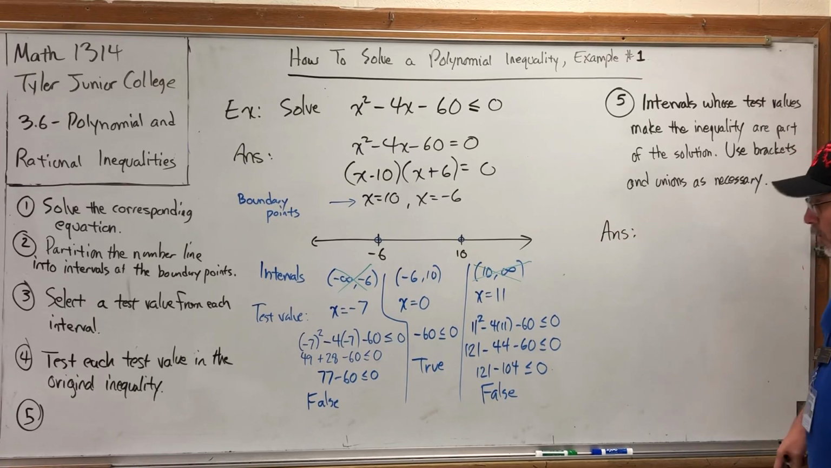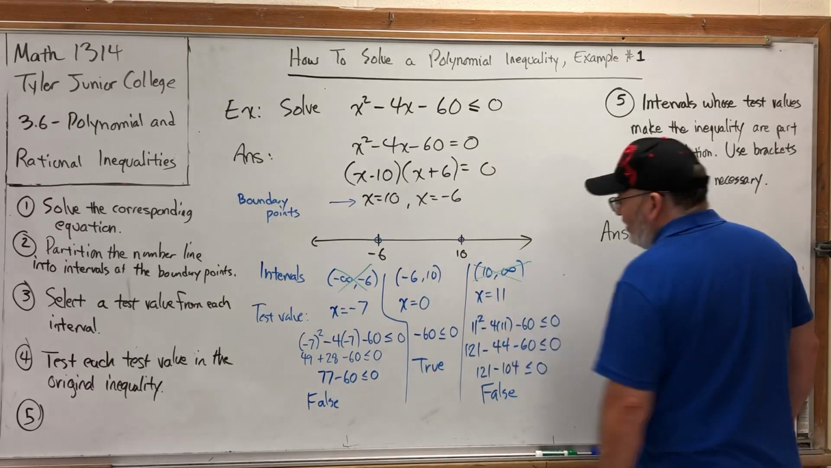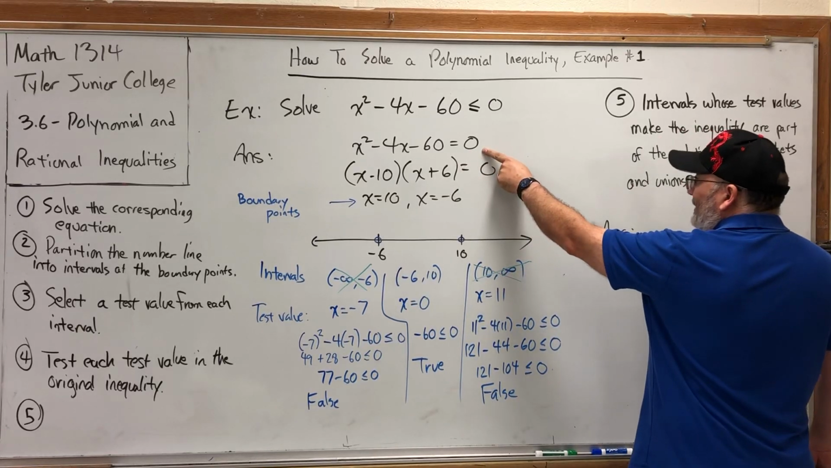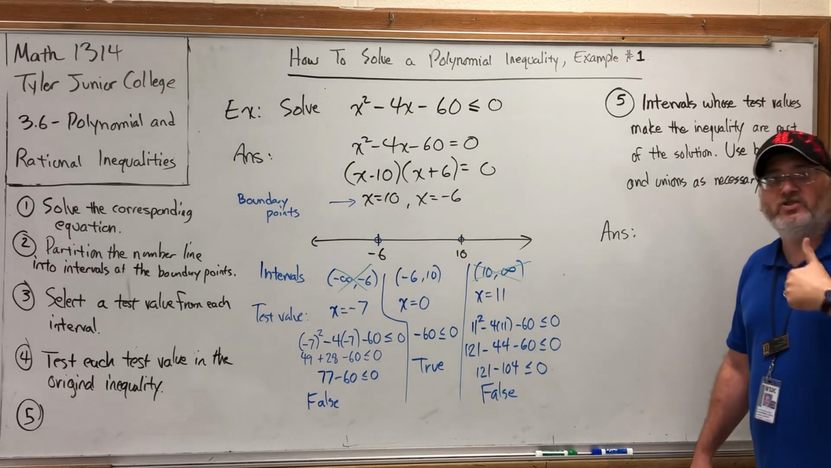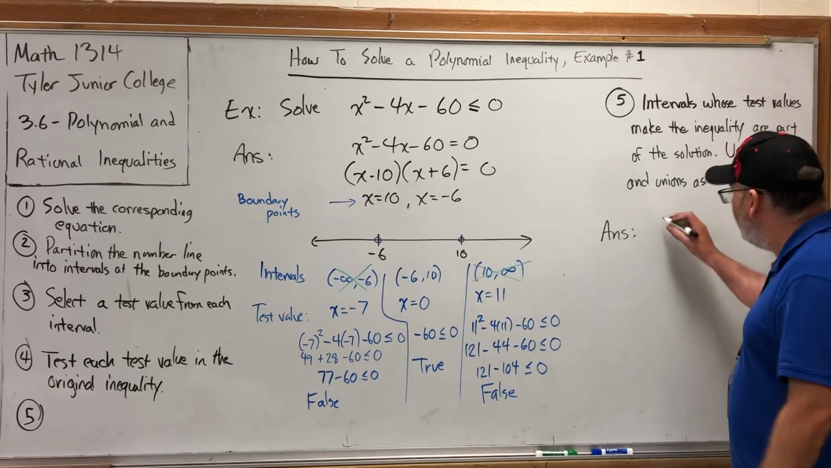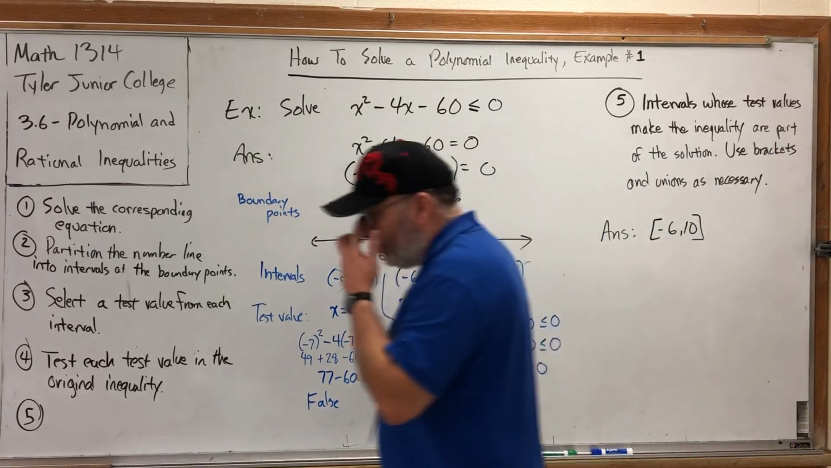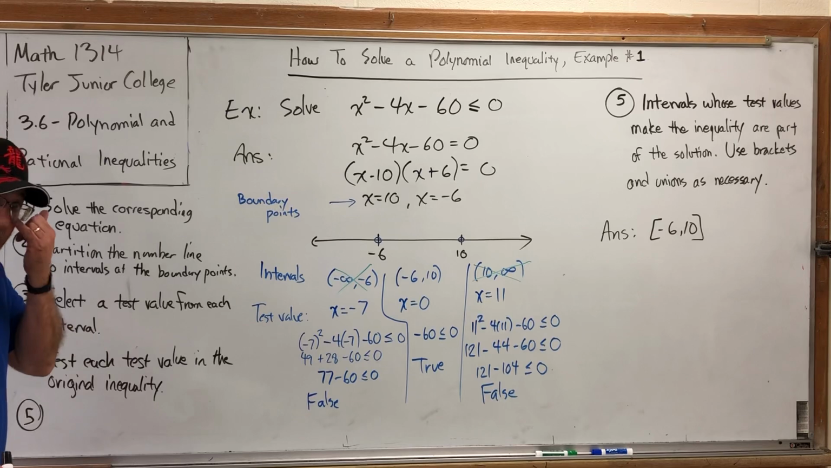So our only surviving interval was negative 6 to 10, and because negative 6 and 10 make it equal, and our inequality allows that, we keep the negative 6 and 10, which means on their interval, we put brackets on them. Negative 6 comma 10 with brackets on both sides is the solution to the polynomial inequality. These are very straightforward. The hardest part is the first step, solving the corresponding equation, because how you solve that honestly depends on the magnitude of the problem.